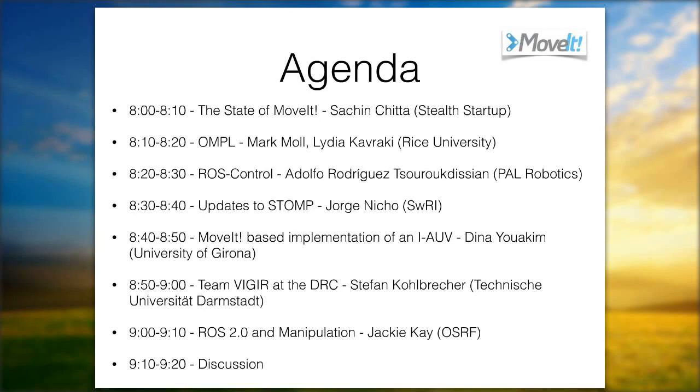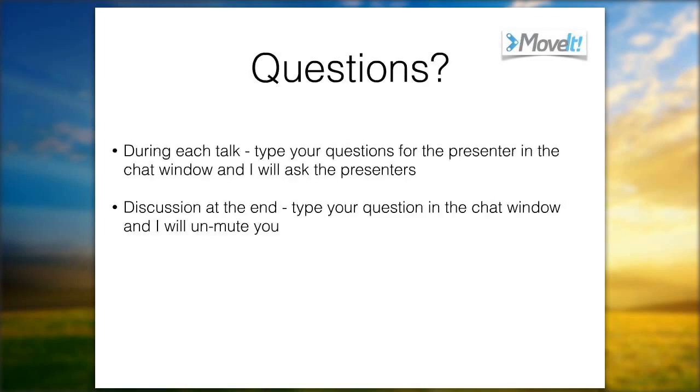This is the agenda for the meeting. We've got 7 talks and time for discussion at the end as well. If you have questions during each talk, please type your questions for the presenter in the chat window, and I will ask the questions. At the end, type your question for the discussion into the chat window again, and I'll unmute you so you can ask the question.